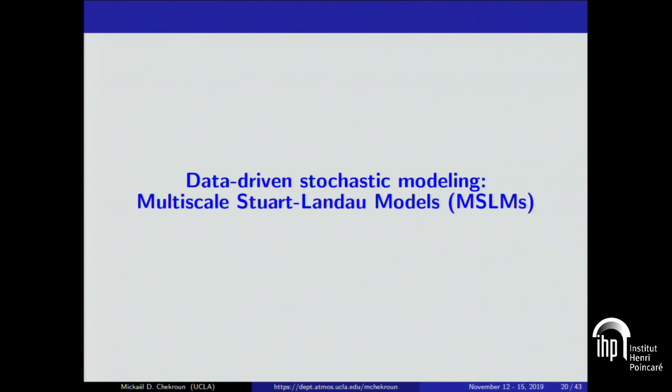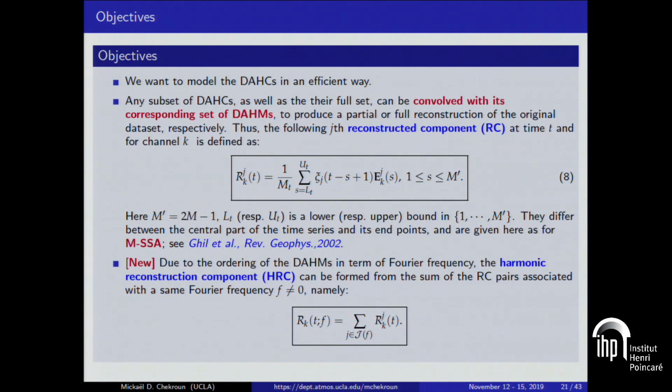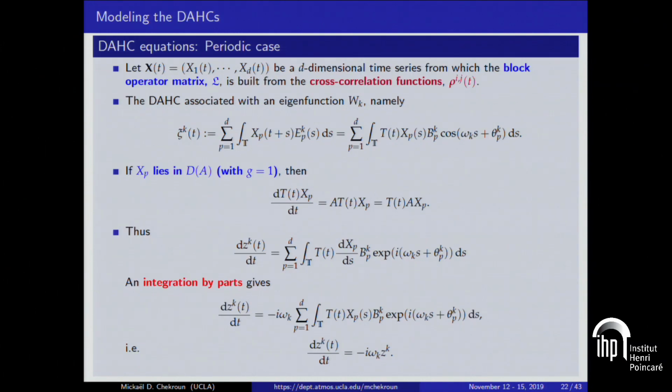And now that I have the DACs, I have simplified my representation of my signal by the DACs. Now I want to model these DACs, this data adaptive harmonic component. I'm going to skip this just to go to, again, some math.